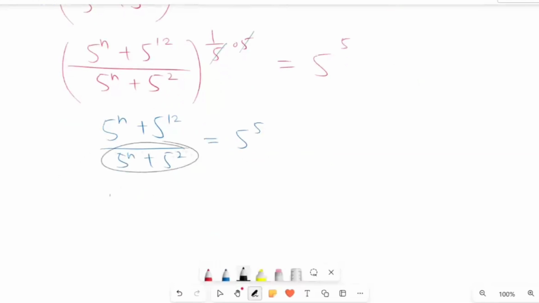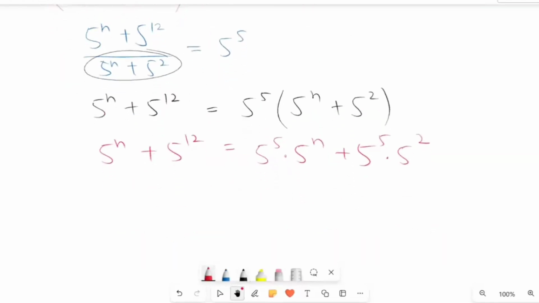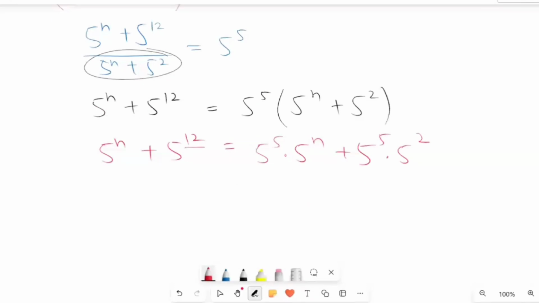So this will turn to 5^n + 5^12 is equal to 5^5 times (5^n + 5^2). Now, in the next step, I am going to multiply this 5^5 with this whole bracket. So this will turn to 5^n + 5^12 is equal to 5^5 times 5^n plus 5^5 times 5^2. In the next step, I am going to change this 12th power in this form.